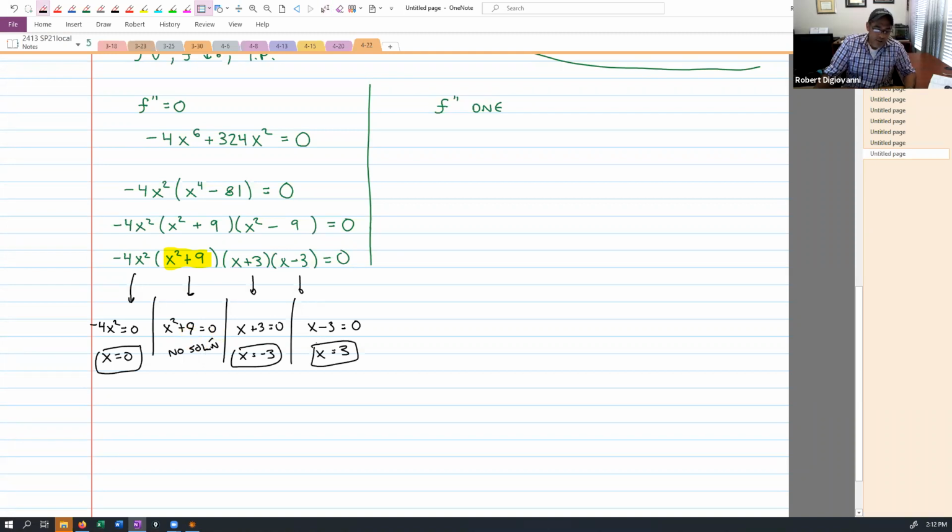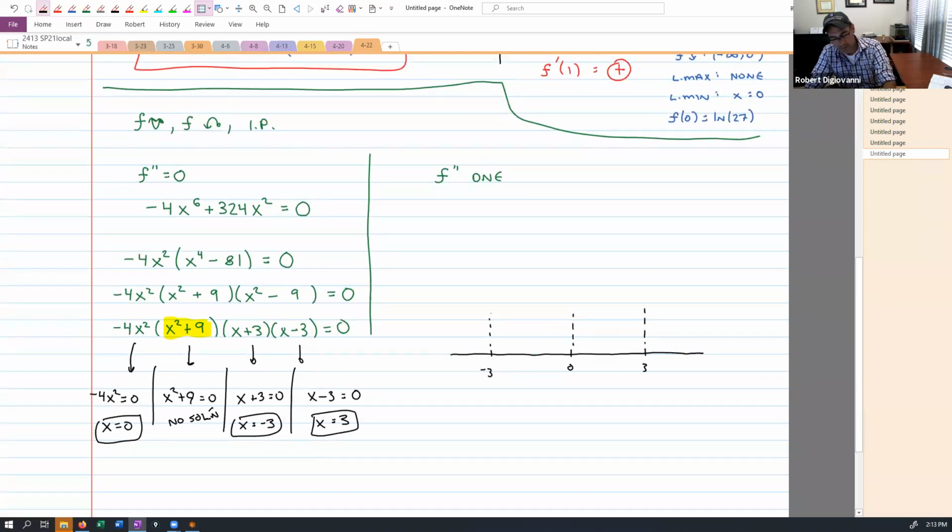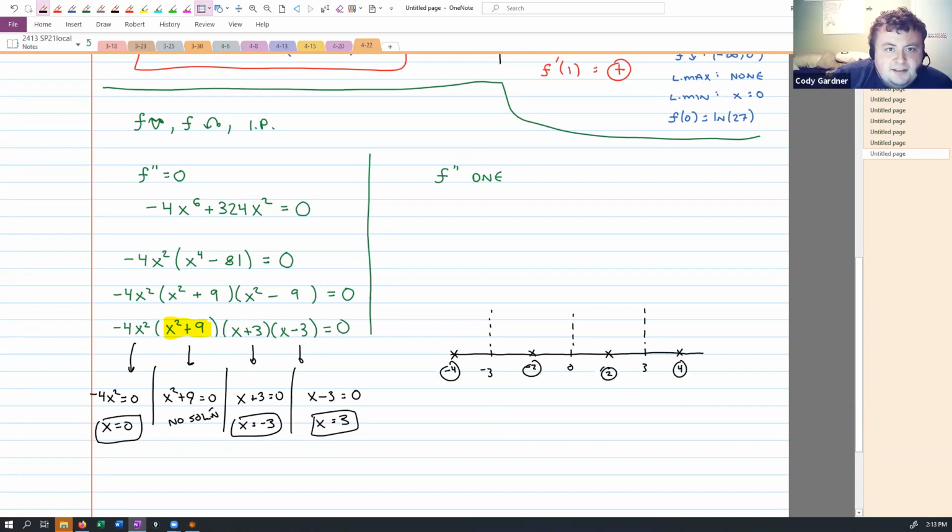Okay. You have 3 critical numbers, which means you're going to have 4 test points. 0, 3, negative 3. Test negative 4, test negative 2, test 2, test 4. Is the equation always going to exist?